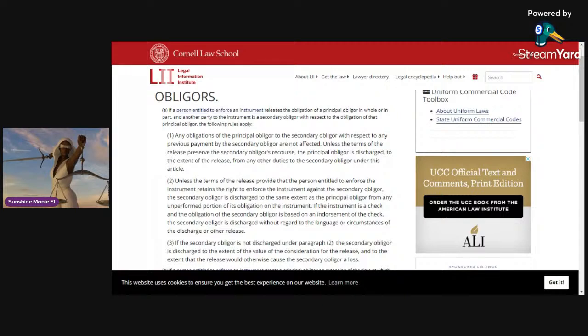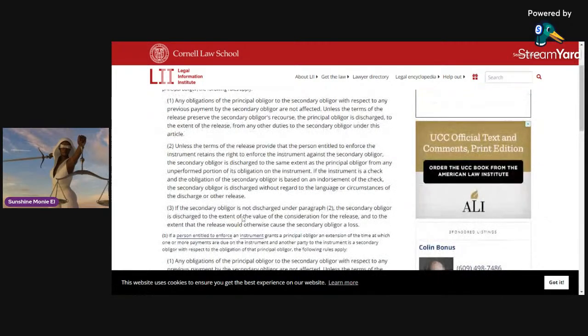2. Unless the terms of the release provide that the person entitled to enforce the instrument retains the right to enforce the instrument against the secondary obligor, because maybe y'all got 2 different contracts with the person, I don't know. The secondary obligor is discharged to the same extent, right? Unless I say otherwise, as a principal obligor from any unperformed portion of his obligation on the instrument. If the instrument is a check and the obligation of the secondary obligor is based on an endorsement of the check, the secondary obligor is discharged without regard to the language or circumstances of discharge or other releases.